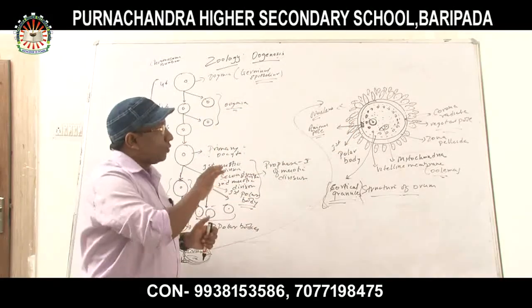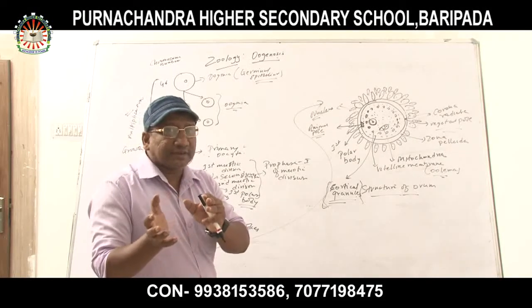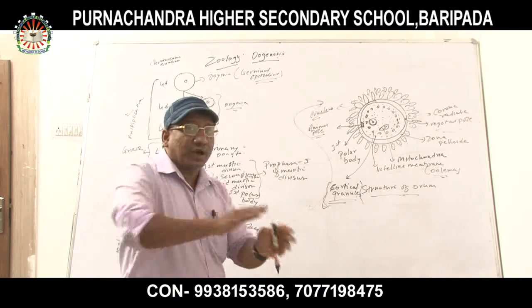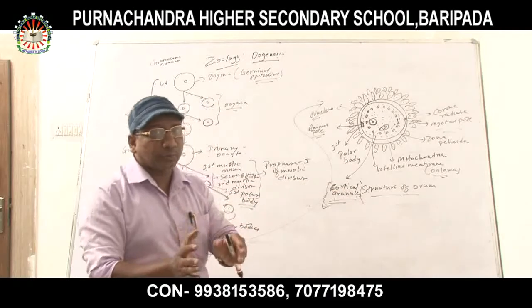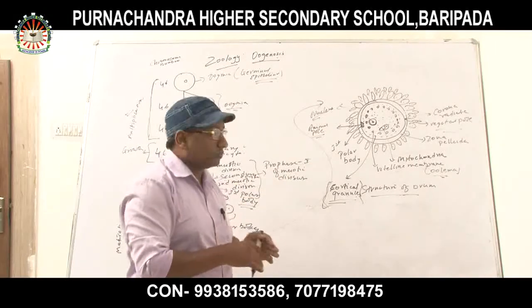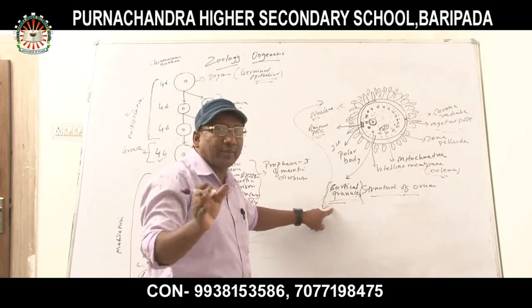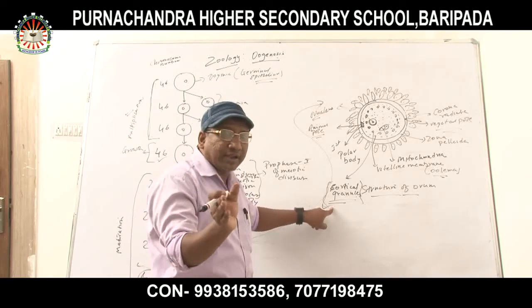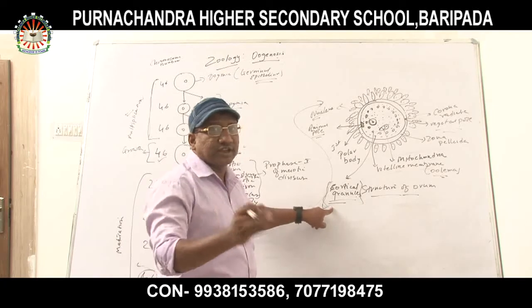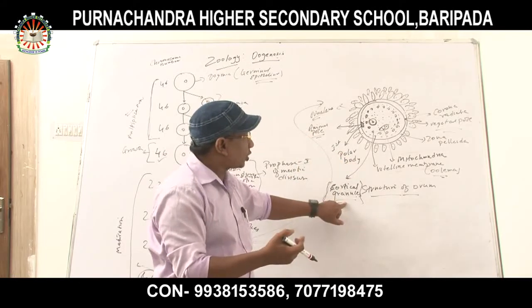Cortical granules help to prevent the entry of many sperms into the ovum. It helps to prevent polyspermy. The function of cortical granules is to prevent an excessive number of sperm cells from entering the ovum. So these are the functions of cortical granules.